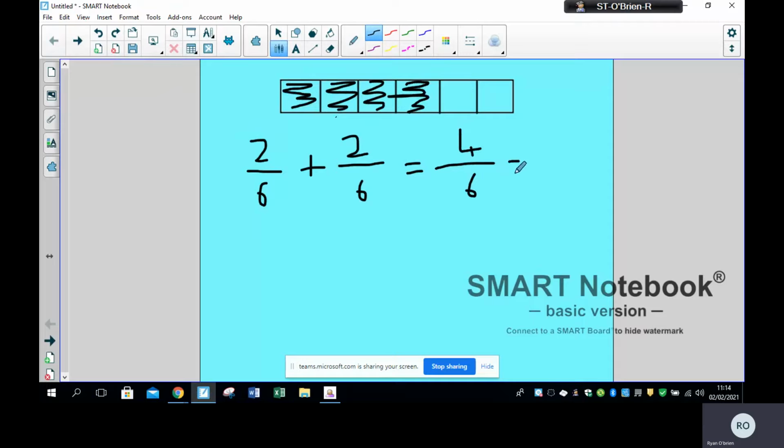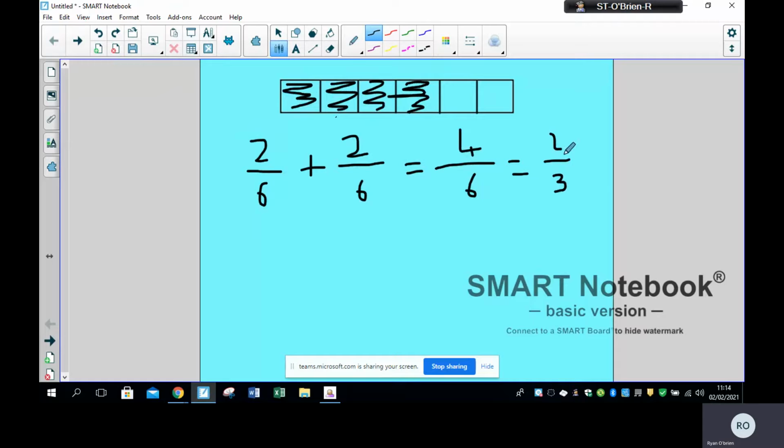Now we need to see if we can simplify that, and sometimes you can't. But I know that I can divide 4 by 2 and I can divide 6 by 2. I can halve them both. Half of 4 is 2, half of 6 is 3. So my answer is 4/6, which is the same as 2/3.